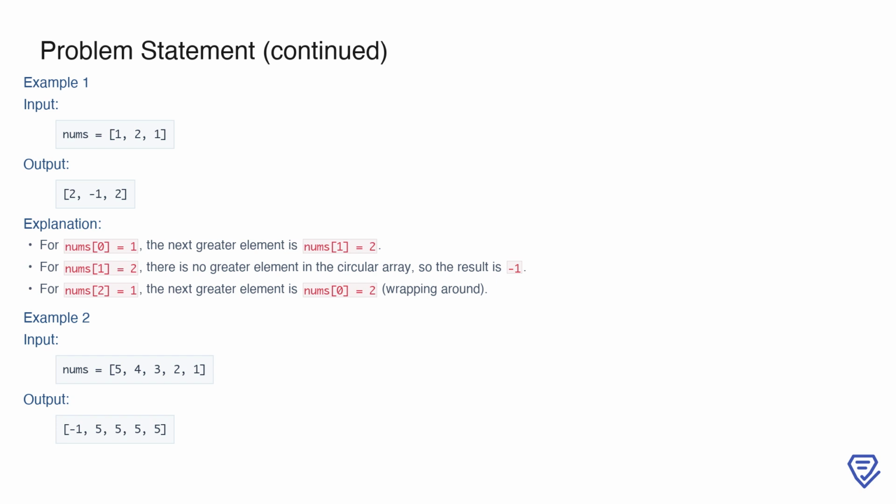Now, in another example with nums equals [5, 4, 3, 2, 1], the array is strictly decreasing. For the first number, 5, there is no greater number anywhere in the circular array, so we return -1. However, for all other numbers, the next greater element is 5, since it's the largest value and comes before them in the circular traversal. This results in [-1, 5, 5, 5, 5].